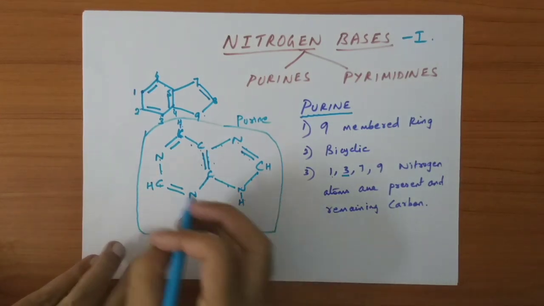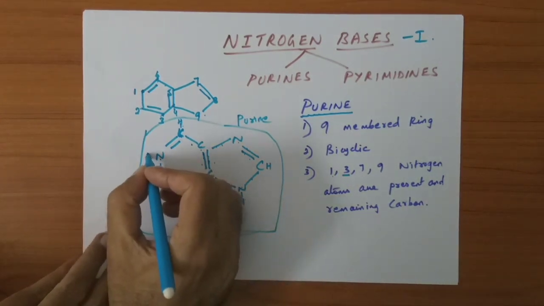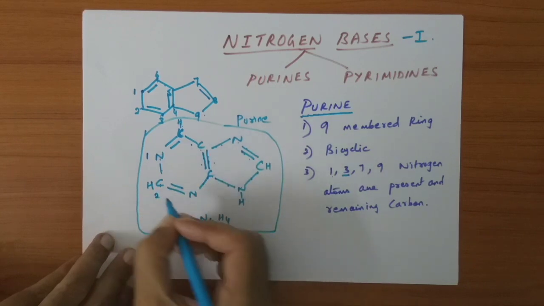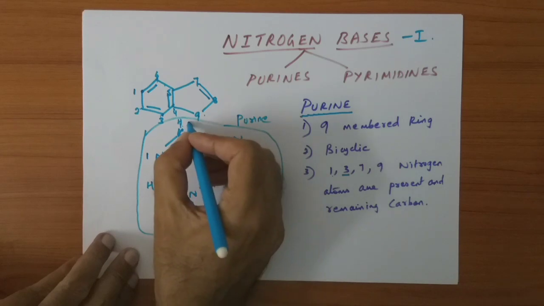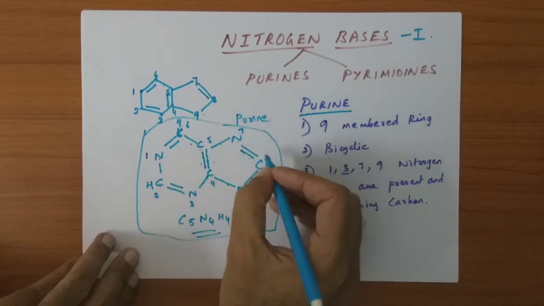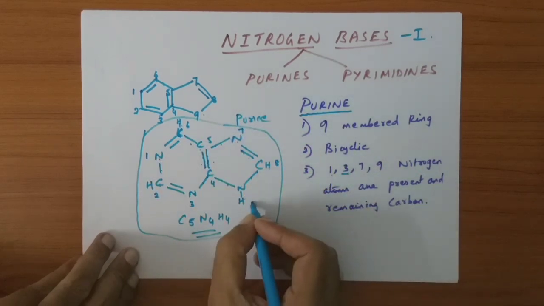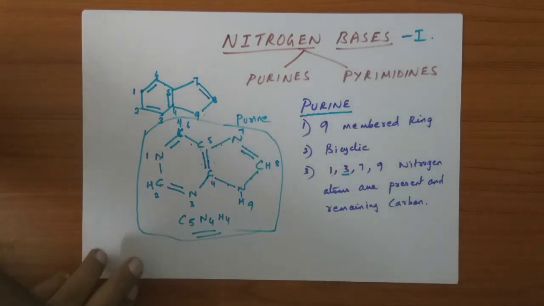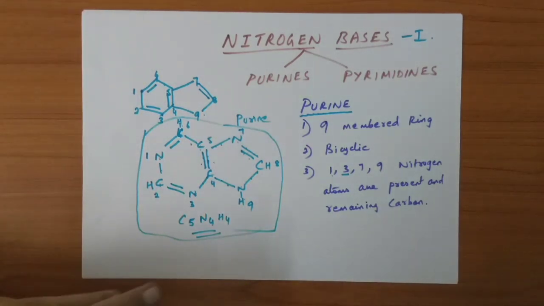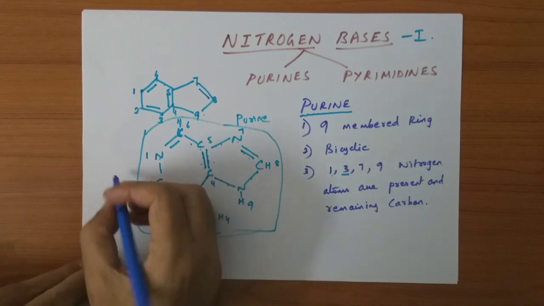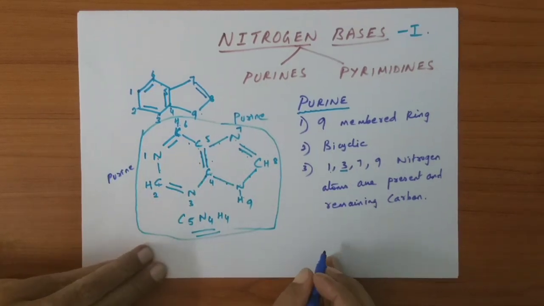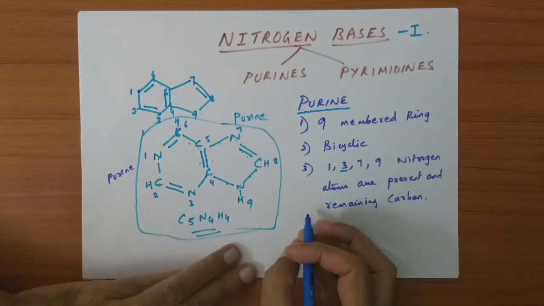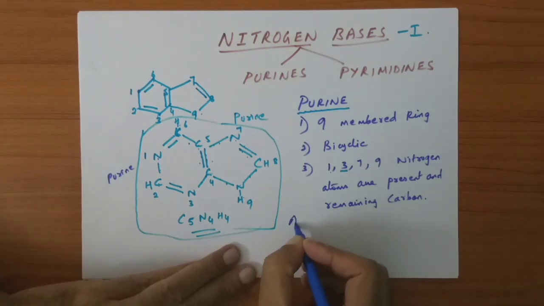Now, most interestingly, I told you the numbers: this is the first position and this will be the second, third, fourth, fifth, sixth position, seventh position, 8 and 9. Now we know this is the structure of purine. In purines we get two examples. One will be adenine.